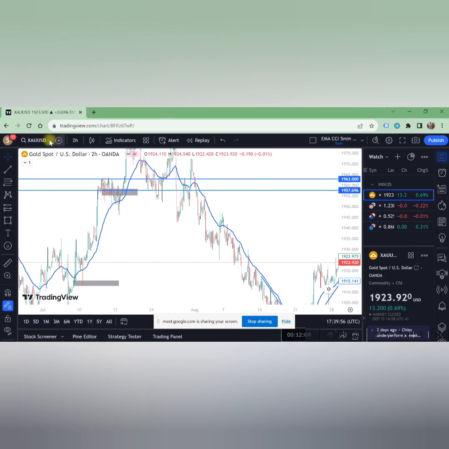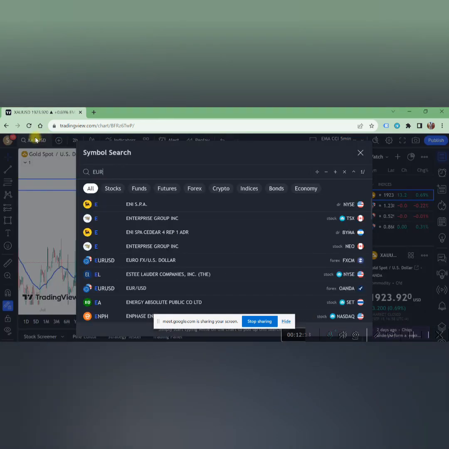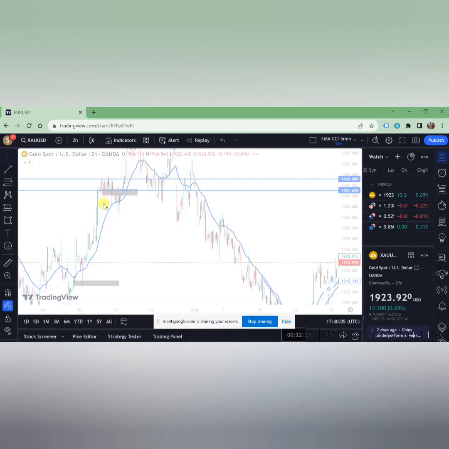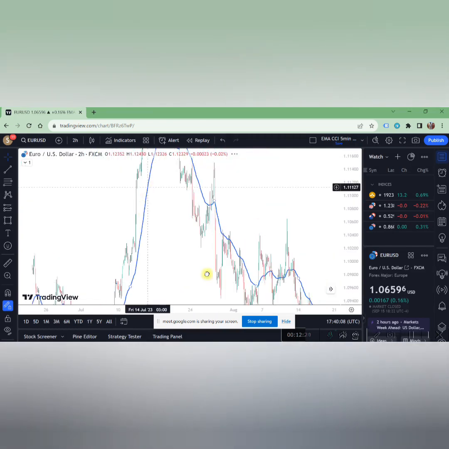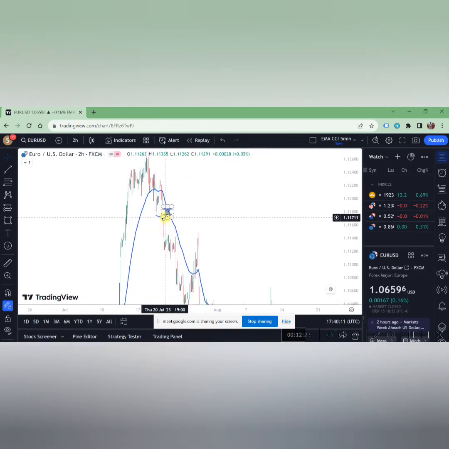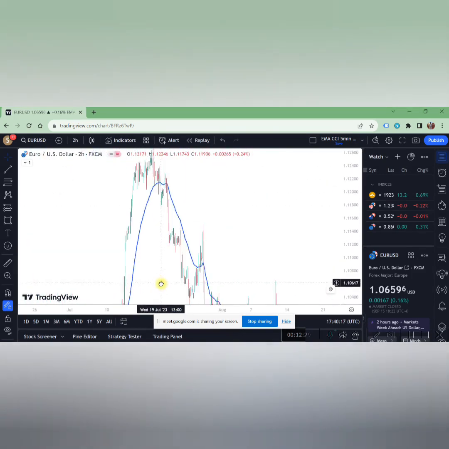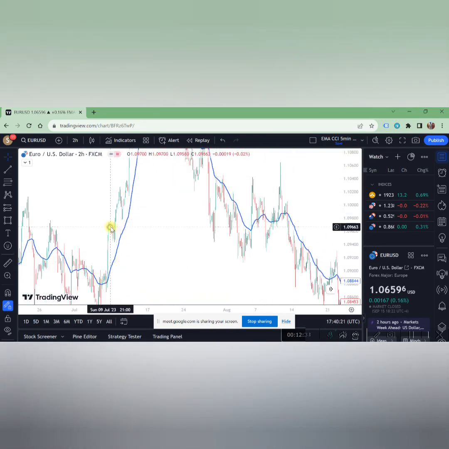Let me move from gold. I could use gold too, but I want to change it. Let me find one of the most consistent pairs, Euro USD, and work with that. I've not touched Euro USD in a while, so there shouldn't be too much to remove or to add on the chart. Okay, I think this is better. So either one, there is always movement in between.